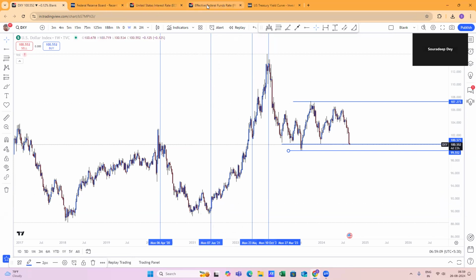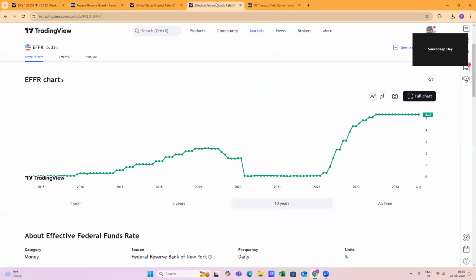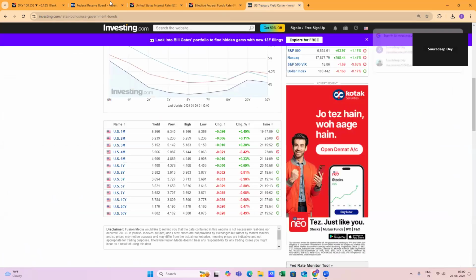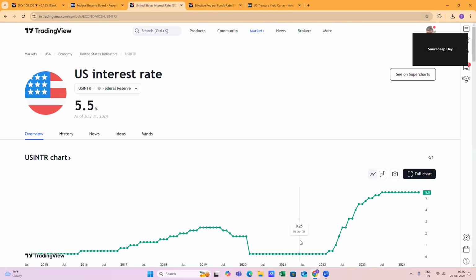Here I am going into the chart of the US federal fund rate. So here you can see the US federal fund rate, and here you can see the US interest rate. So because there was inflation raging at that point of time, people started anticipating that the Fed will increase interest rates, which actually started effectively from February 2022. And the Fed started from 0.25.